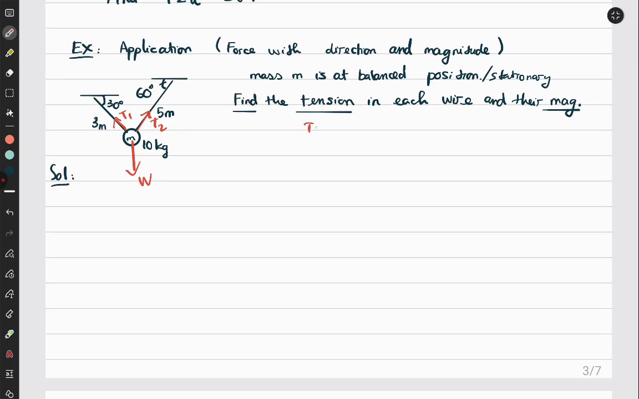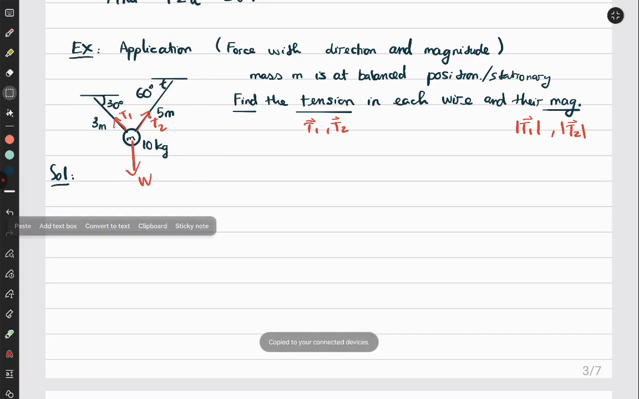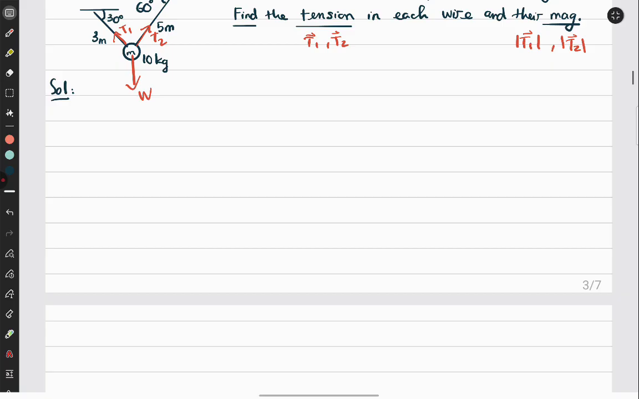Our job is to find T1, T2, and also their magnitudes. The best way to do this is maybe I'm going to copy this diagram again, just the diagram. I'm going to remove the numbers and paste it here, so I only look at the vectors.